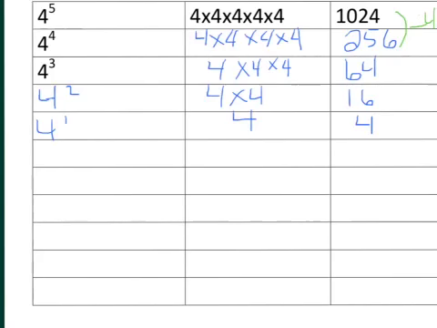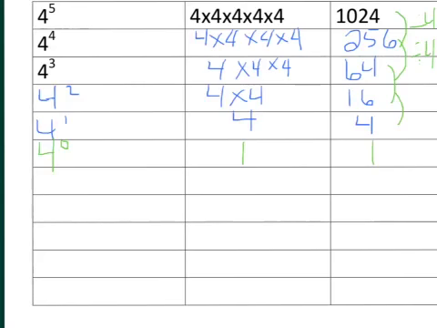So 256 divided by 4 is 64. And it's just going to keep happening. Divide that by 4, you get 16. Divide that by 4, you get 4. And so if we continued our pattern, over here we would have 4 to the 0. That's going down by 1. And on the right-hand side, 4 divided by 4 is 1. So we'd have a value of 1.